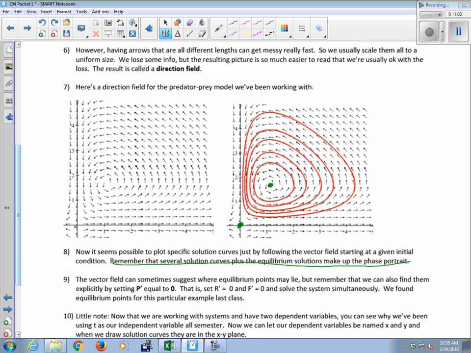Because anytime you start on an axis, like here, if there are rabbits but no foxes, what do you think happens to the rabbits? They're just going to grow. Those just go on forever getting larger. What happens if there are foxes but no rabbits? They're just going to go to 0, because they have nothing to eat. So there are different kinds of solutions on the axes too.